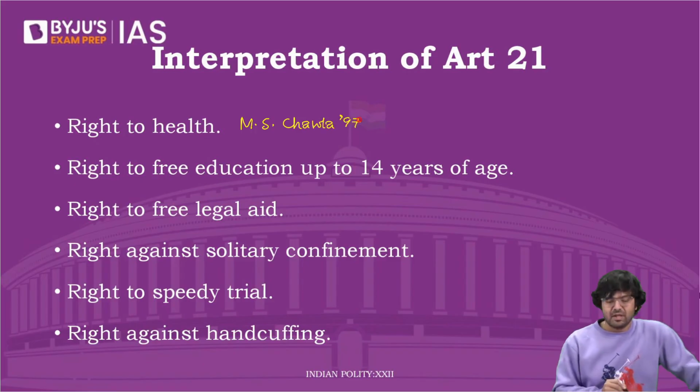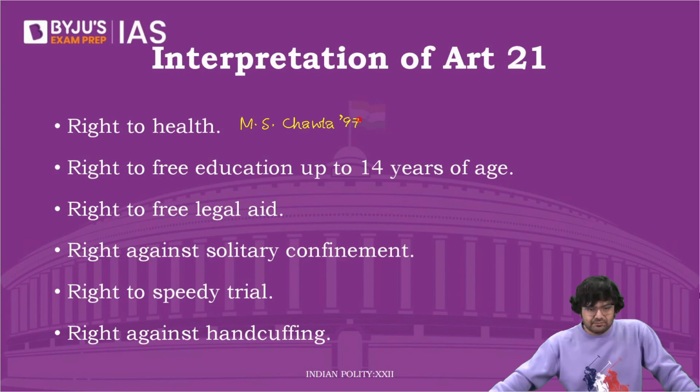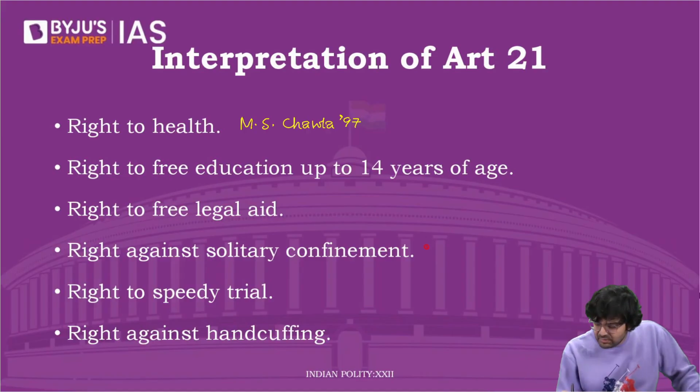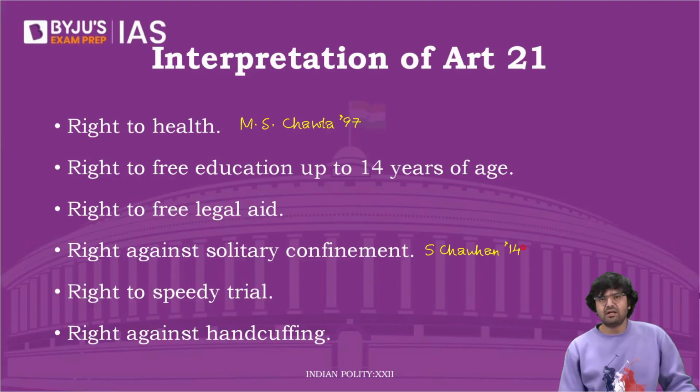1997. Then right to free education up to 14 years of age. This is the Unni Krishnan case. Right to free legal aid, right against solitary confinement. What is solitary confinement? Which judgment is this? Do you remember? Shatrughan Chauhan case of 2014. Right to speedy trial, the biggest joke in our country.